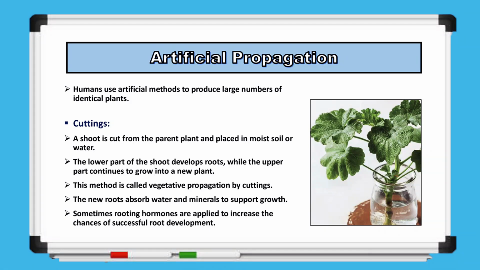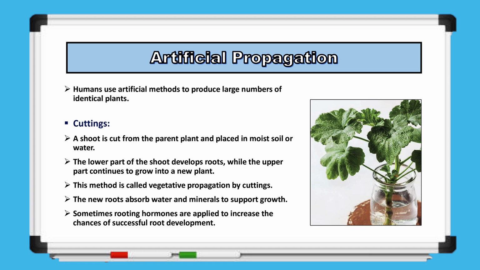Next, we have artificial asexual reproduction, also referred to as artificial propagation. Humans use these methods to produce large numbers of plants that are genetically identical to the parent. This allows for faster multiplication of desirable plants and ensures uniformity in traits such as flower color, fruit quality, or leaf shape. One common method of artificial propagation is cuttings.